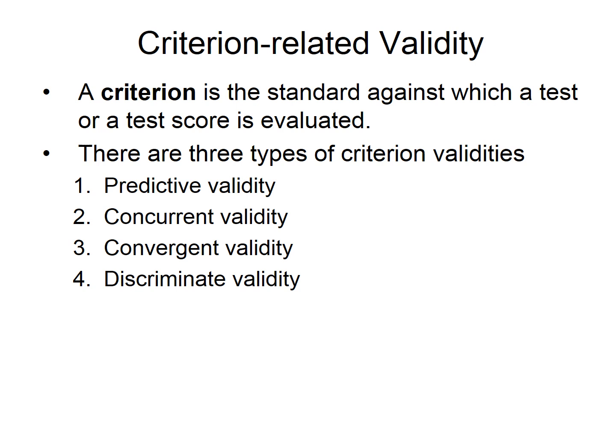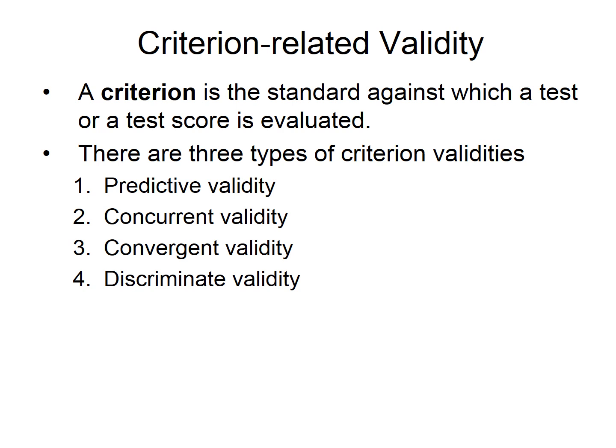Discriminant validity just means, again, we're not waiting in time. We're giving people our new test of a construct, but we're also giving them a separate test of a completely unrelated construct, or a construct that it should only be mildly related to. If it shouldn't be related at all, do we find a very small correlation? If it should only be related mildly, do we find a mild correlation?